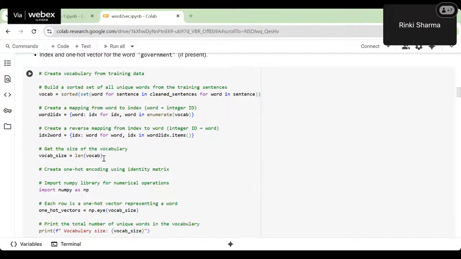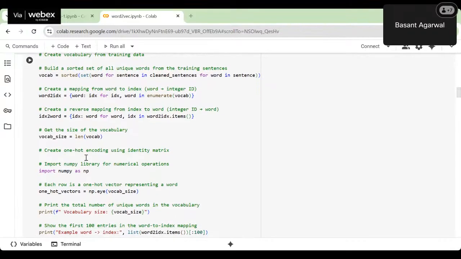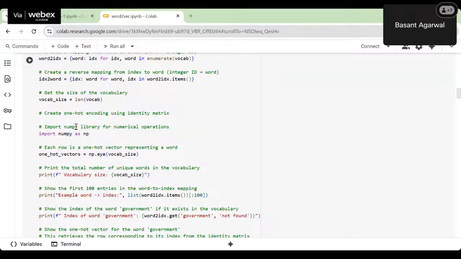Pooja, I think your voice suddenly became quite low. Can you please check your voice? You are not audible. Am I audible to all? Yeah, now it is better. Suddenly your voice became low, so now it is better.